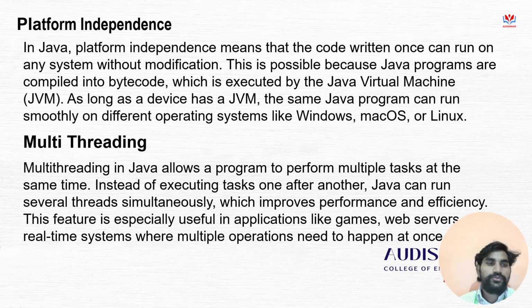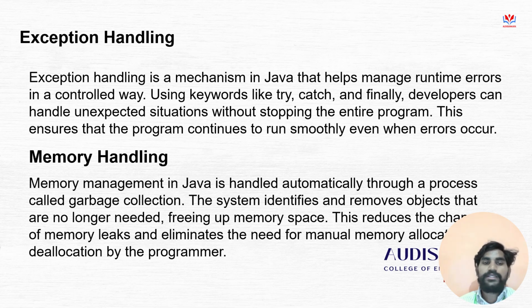Now let us go through exception handling. Exception handling is a mechanism in Java that helps manage runtime errors in a controlled way using keywords like try. There are keywords used to find and manage errors during runtime. They are try, catch, and finally. Not only three, there are more, but these are the three major keywords used in exception handling. Developers can handle unexpected situations without stopping the entire program. This ensures that the program continues to run smoothly whenever an error occurs.